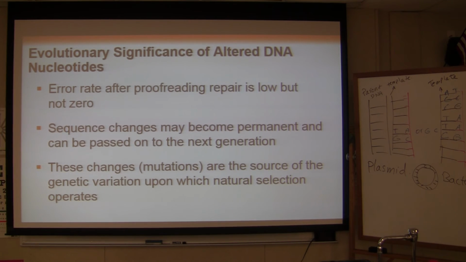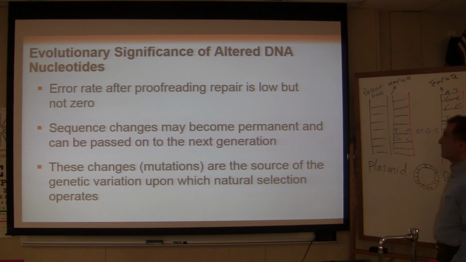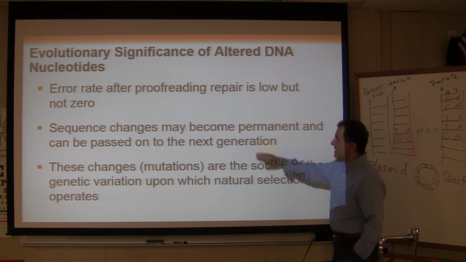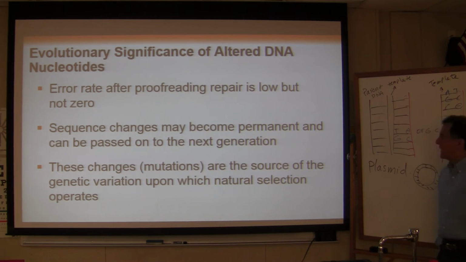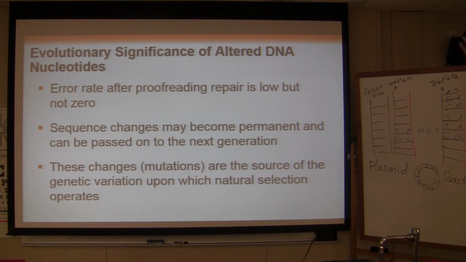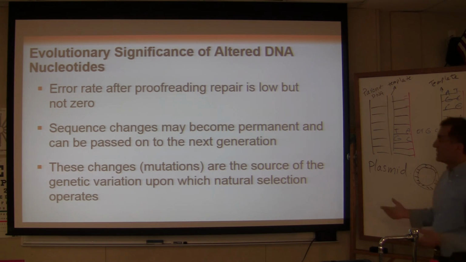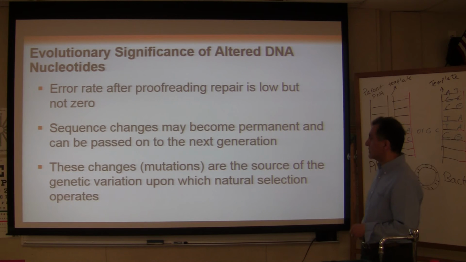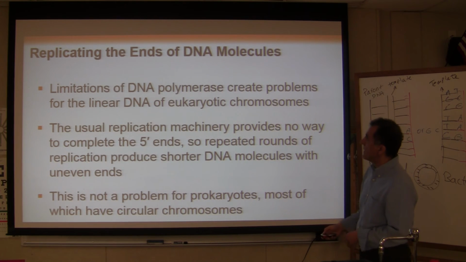Evolutionary significance of altered DNA nucleotides. Error rate after proofreading repair is low, but not zero. Spontaneous changes may become permanent and can be passed to the next generation. These changes, mutations, are the source of genetic variation upon which natural selection occurs.